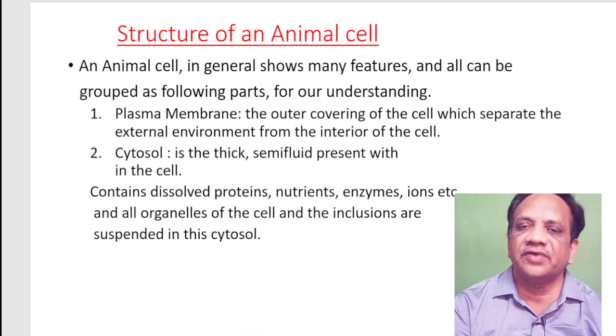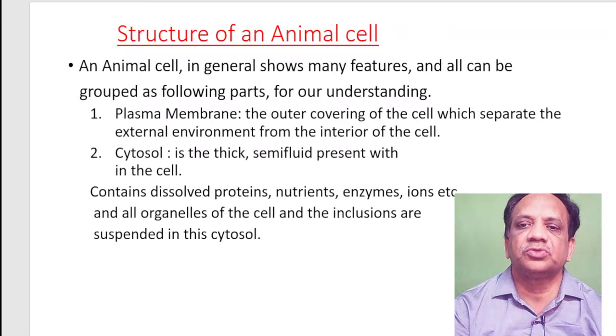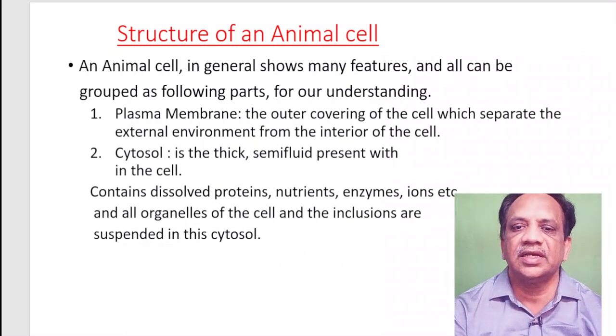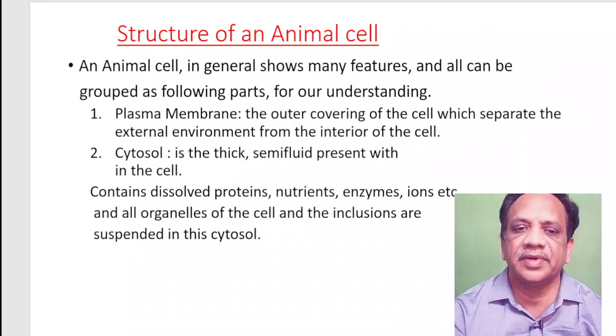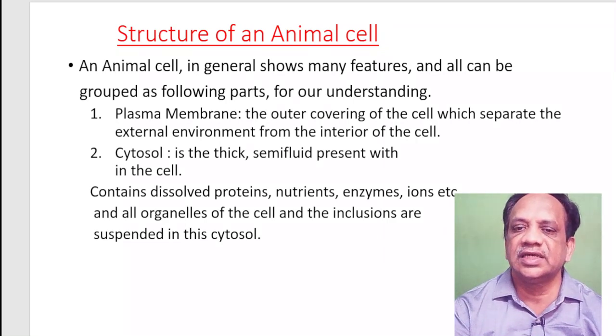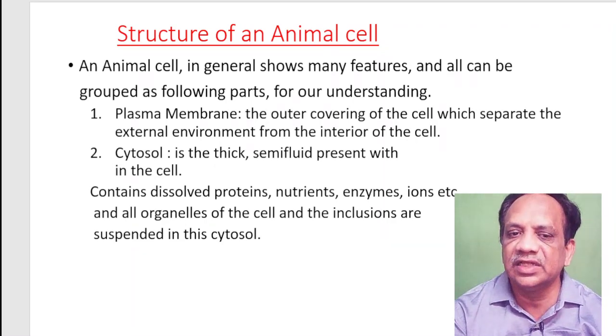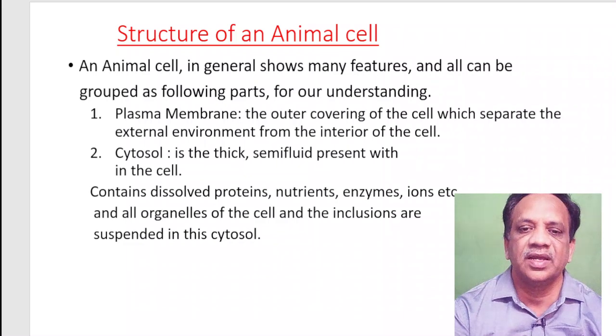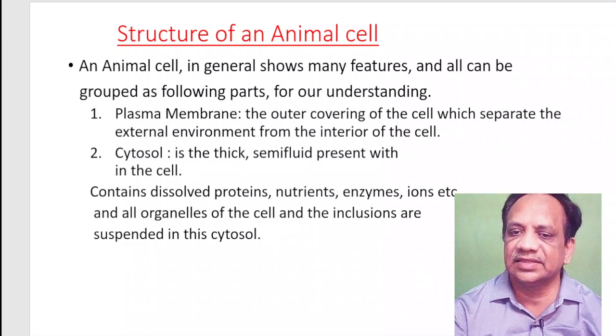If we see the structure of an animal cell, in general it shows many features, and all can be grouped into the following parts for our understanding. The plasma membrane is the outer covering of the cell which separates the external environment from the interior of the cell. The cytosol is the thick semi-fluid which is present within the cell. It contains dissolved proteins, nutrients, enzymes, ions, etc. And all the organelles and inclusions of the cell are present in this cytosol.